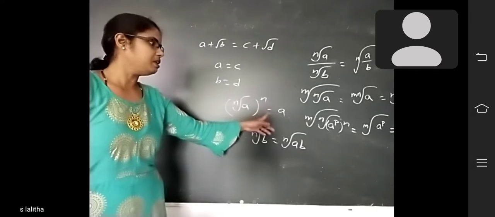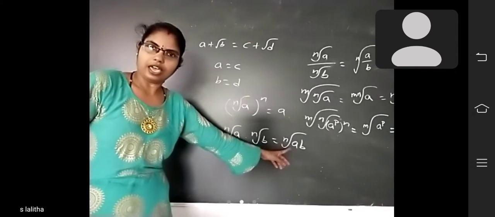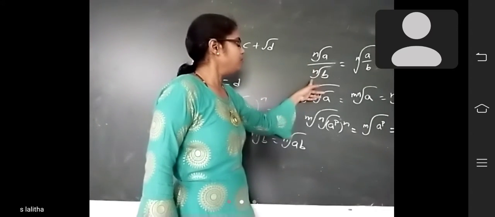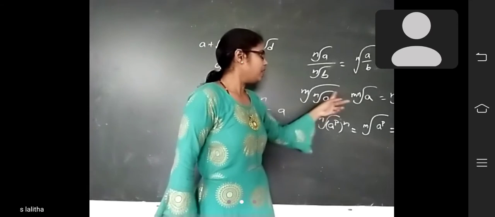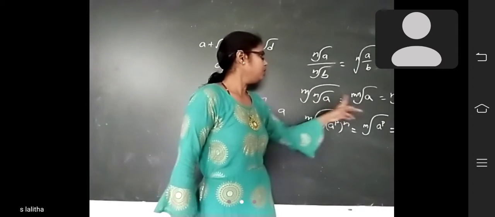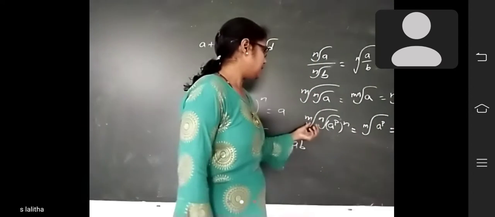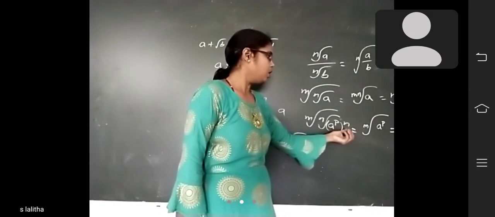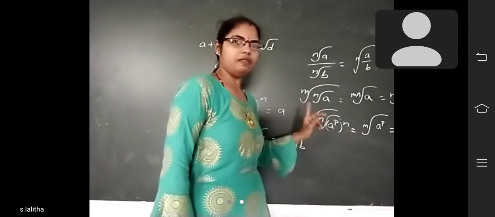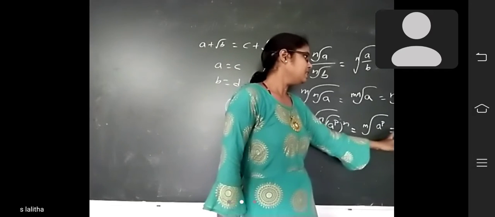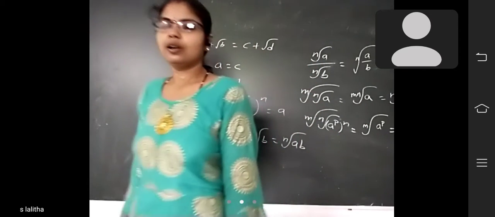Nth root of a whole power n is equal to a. Nth root of a into nth root of b is equal to nth root of ab. Nth root of a by nth root of b is equal to nth root of a by b. Next, nth root of a power p whole power n is equal to a power p, as the n and nth root cancel. Children, come on, write those formulas.